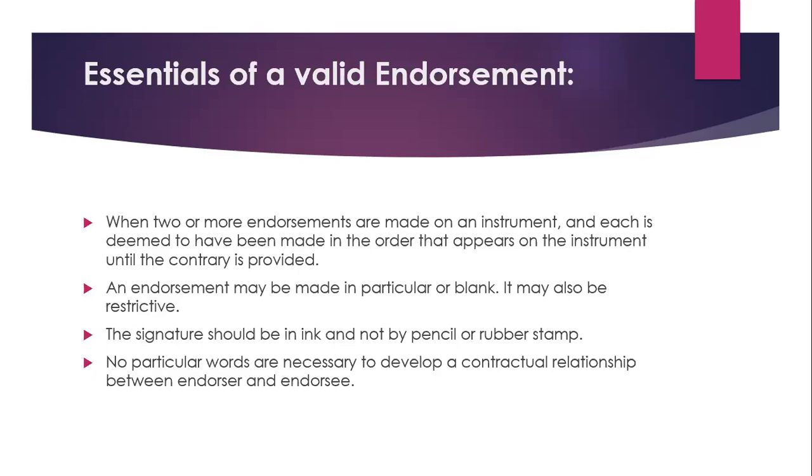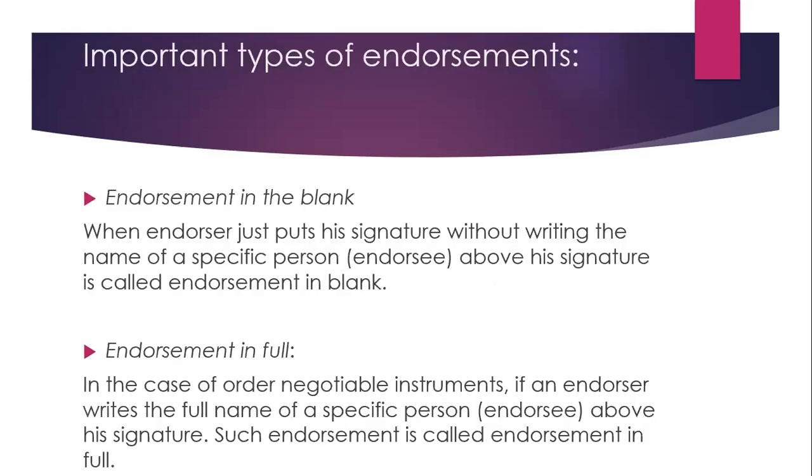What you can do is just sign on behind the negotiable instrument and put in that person's name, or you can draw a blank and put in that person's name. All of them are essential features of a valid endorsement.